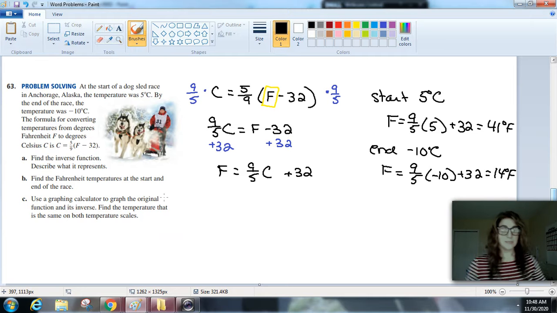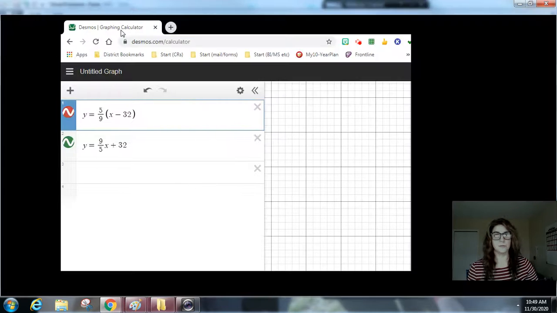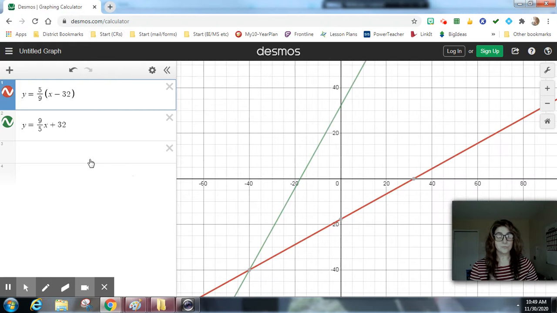Now part C, it says use a graphing calculator to graph the original and the inverse and find the temperature that is the same on both. So in order to graph it, I put it into Desmos. I then graphed each one of them. Now when I put them into Desmos, I did use Y and X. So now they were actually legit inverses. So here was my Celsius one, 5/9. 9/5 was my Fahrenheit one.